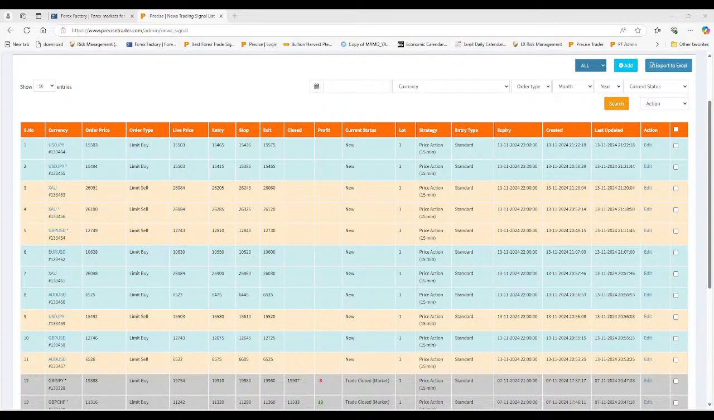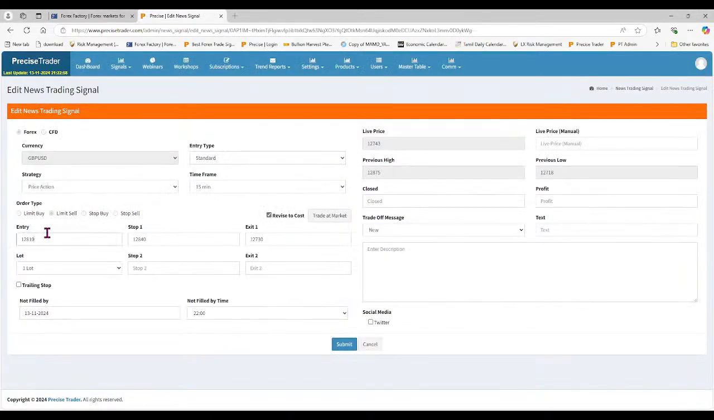Let's look at pound also. We have 8 more minutes. So for the pound, we don't want to have 2 entries. So the 12810, we want to lower it to 12785.